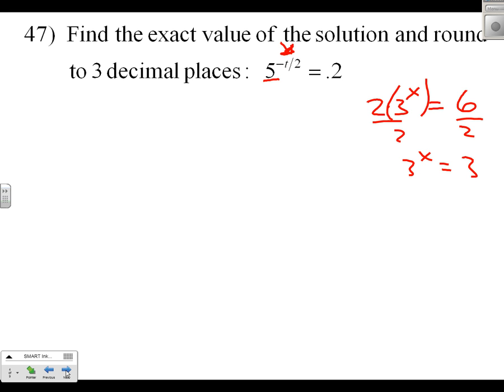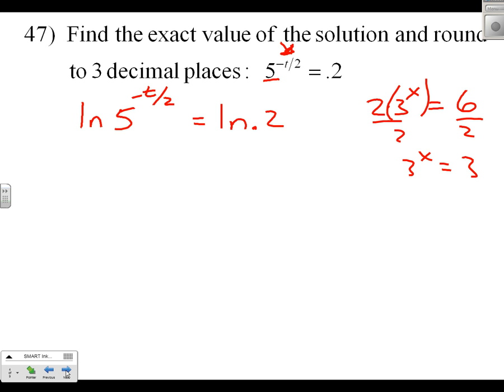and its exponent. Since it is isolated, I can now take the log of both sides and proceed from there. So I'm just going to use natural log. ln 5 to the negative t on 2 equals ln 0.2. And why would we do that?